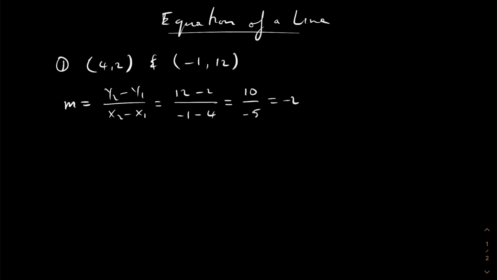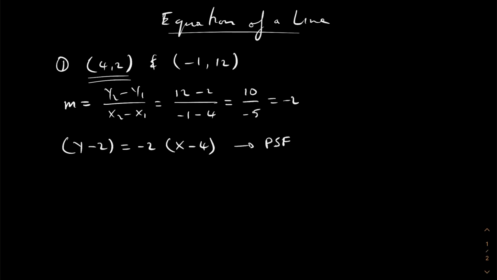So right away, you know that this line will be a decreasing line, a line that points down, going from left to right. And so the equation for this line, if you pick the point 4, 2 to plug in, using the point slope form, you're going to have y minus 2 equals -2 in parentheses x minus 4. And this is the point slope form for this particular equation, and you can be done here.